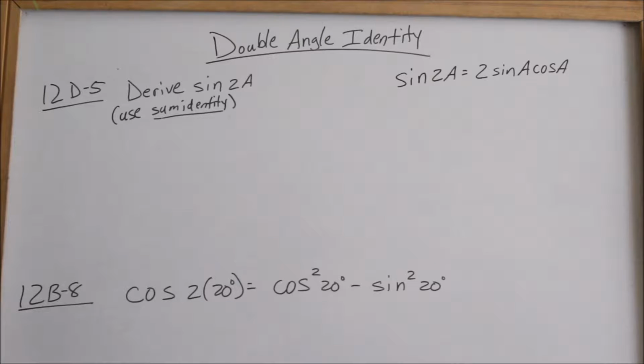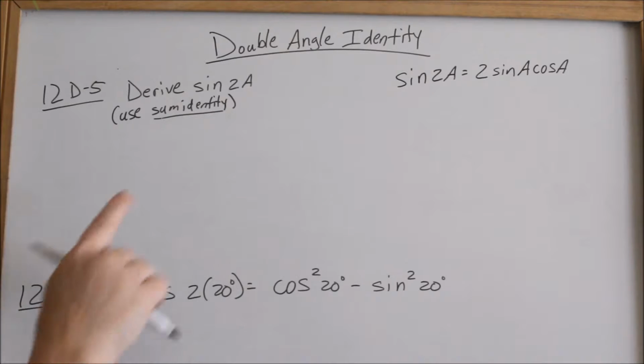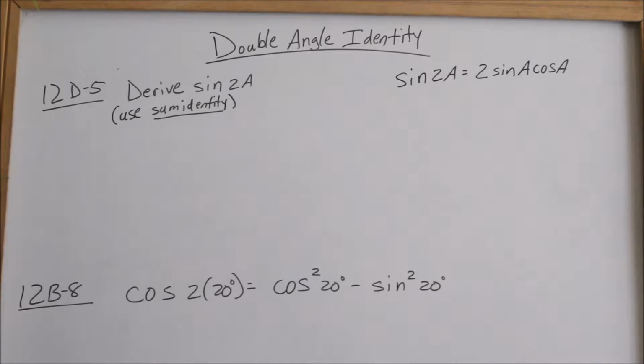And again, why do we do this? Because a long time ago, when NASA was sending people to the moon, they didn't have nice little computers in their hand like we do today. And they would have to use formulas like this. So, going back to the sum identity of sine, okay?